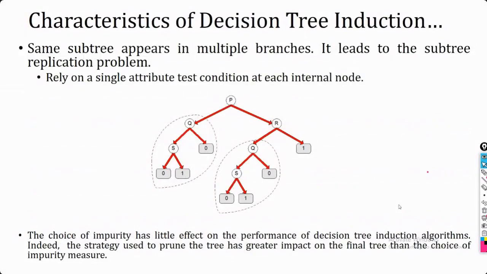The next thing related to your decision tree is that there could be some kind of replication. Like you can see, this is also a replicated one, and on your left hand side, this is the same as this one. So this could also be the case whenever we are creating the decision tree.